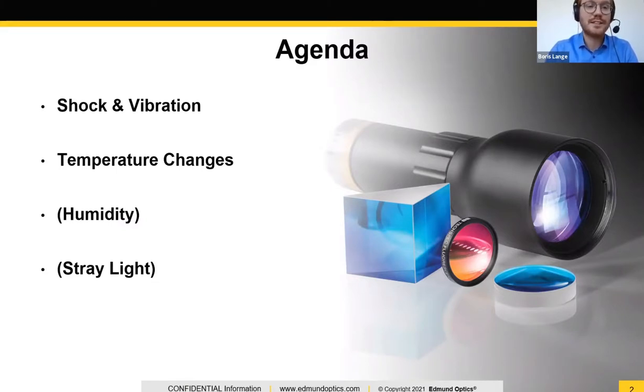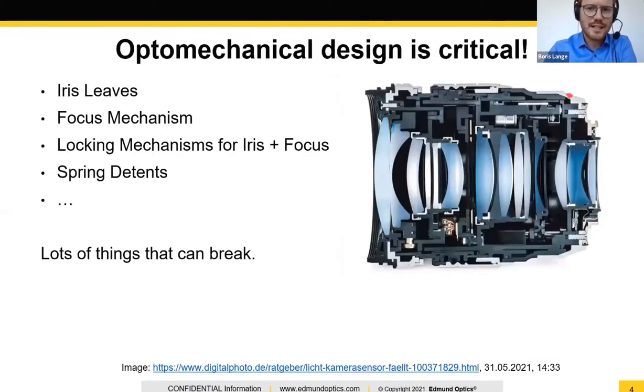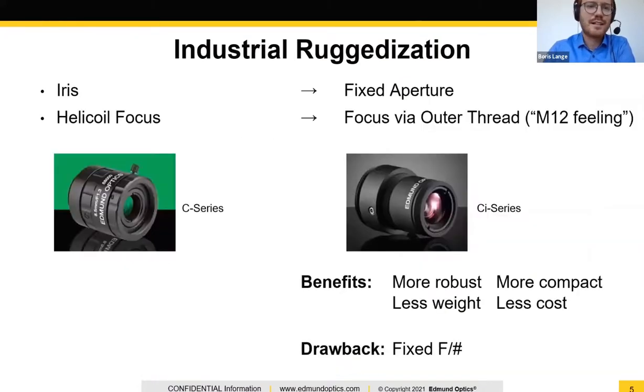For the time being, I'd say let's just get started with shock, vibration, and temperature changes. And within shock and vibration, as I said, you've seen this already also from Daniel's slides. If you look at such a nice lens on the inside, the optomechanical design is what decides its use case in harsh environments. Iris leaves, focus mechanism, including the floating element design, spring detents, there's lots of things that can break. So the first step, it's quite logical to just remove that. That's a little bit of a difference, that's why I'm bringing it up.